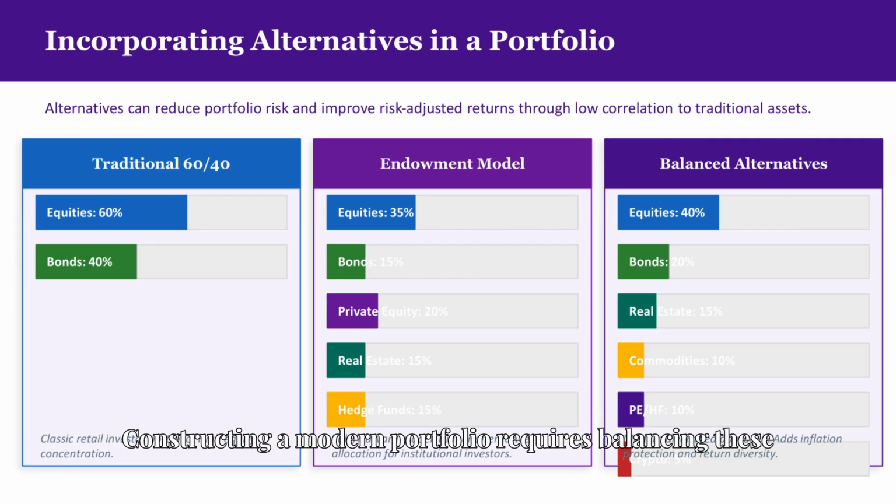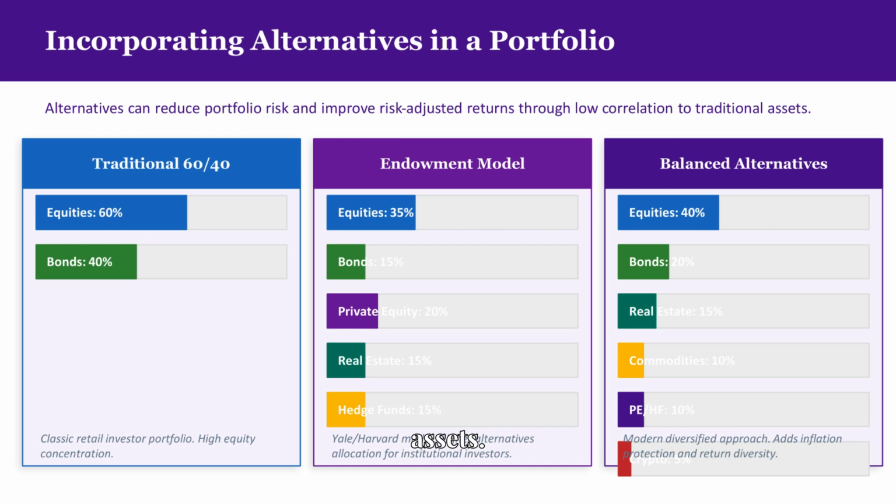Constructing a modern portfolio requires balancing these assets. A diversified approach might include 15% real estate and 10% commodities alongside traditional assets. Crucially, all of this operates under a strict regulatory framework. Laws like Dodd-Frank in the US and EMIR in Europe mandate transparency and reduce systemic risk. Staying compliant with these rules is as important as the investment strategy itself.